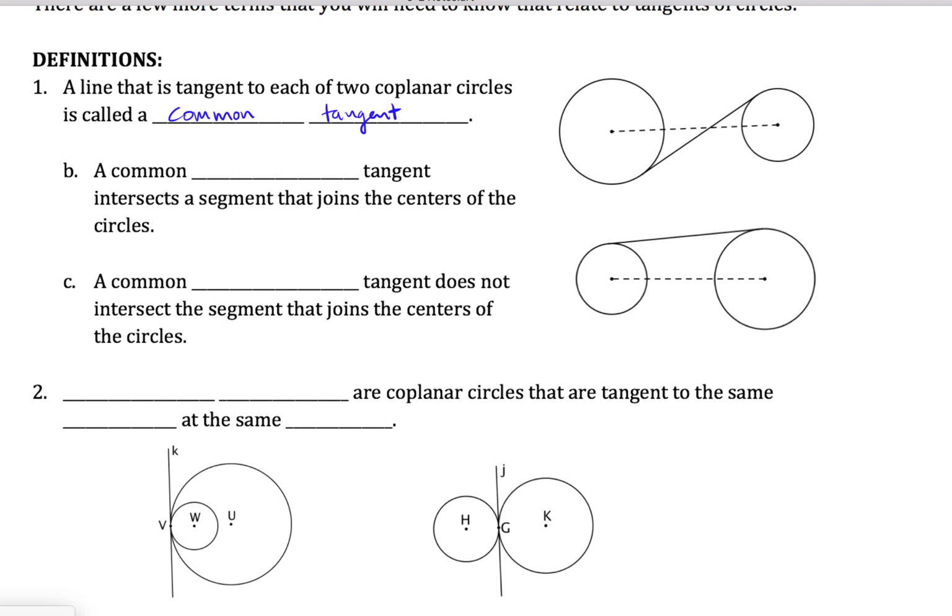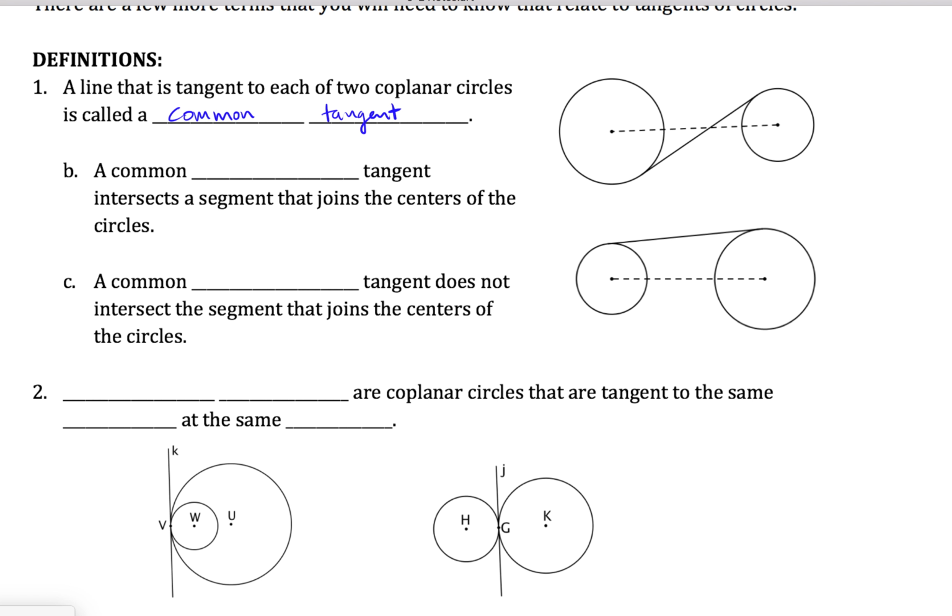And you can see that they are slightly different. You notice there's this dotted line right here, and that segment is connecting the centers of the two circles. In each diagram, you have a dotted line connecting the centers of the two circles. And the difference, of course, is that in the top diagram, that common tangent is crossing over or intersecting that segment that's joining the centers. In the bottom diagram, it's not. It's not crossing over or intersecting this dotted line that connects the two centers of the circles. And that's the difference that we're talking about here.